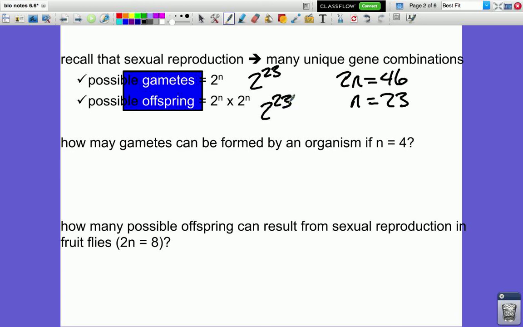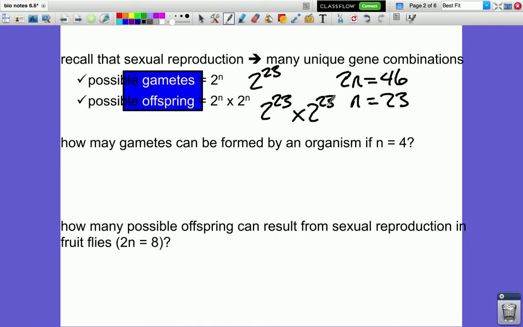2 to the 23rd power times another 2 to the 23rd power, 8 million plus times another 8 million, is going to give you 64 trillion different possible combinations. A huge amount of genetic diversity from the same two parents. So we need to be able to calculate the total number of possible gametes and the total number of possible offspring no matter what the organism is. Not just for humans, but for anything. So these two examples, these two questions on this slide, are going to help us do that.